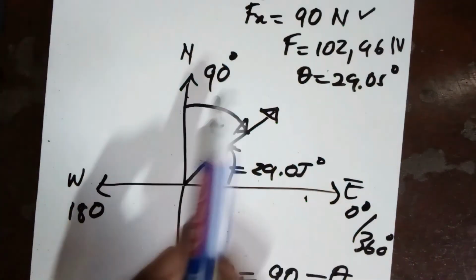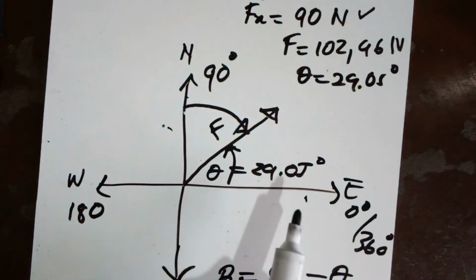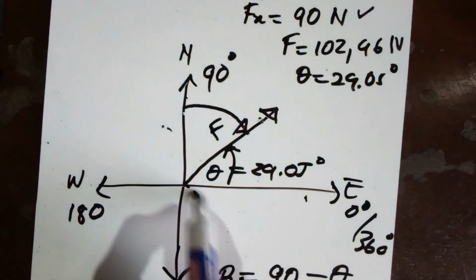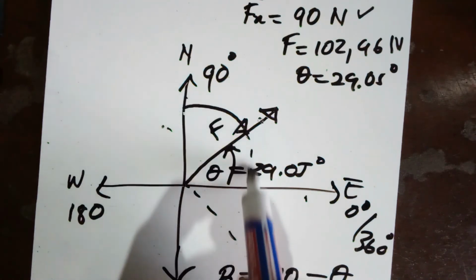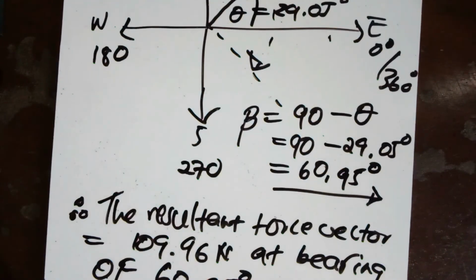So the bearing is measured from north in a clockwise direction to the vector that we're looking for. If this vector was somewhere here, we would measure that bearing from north to this vector. So this brings us to the end of this lesson, and I hope you enjoyed it.